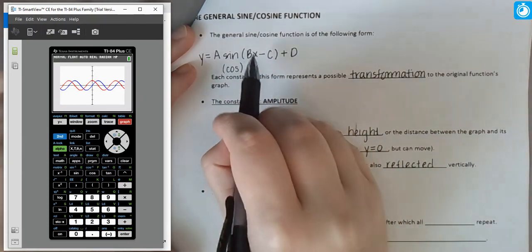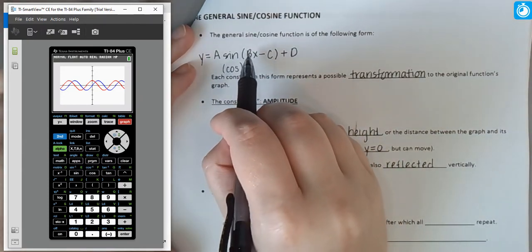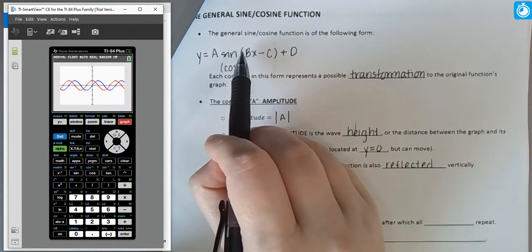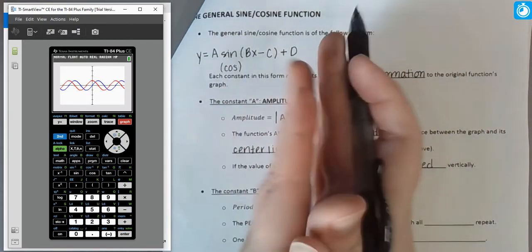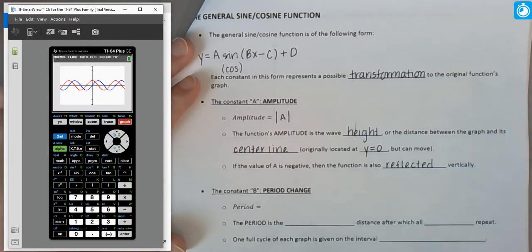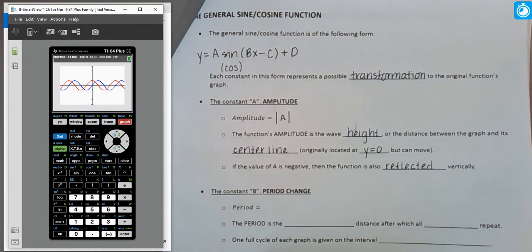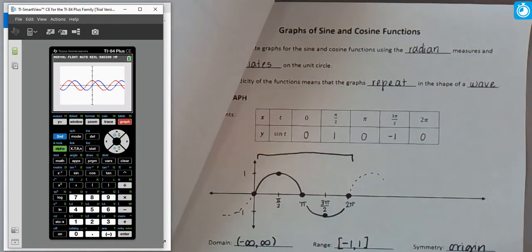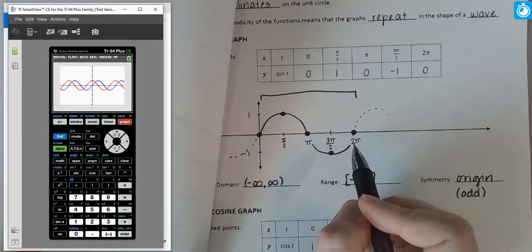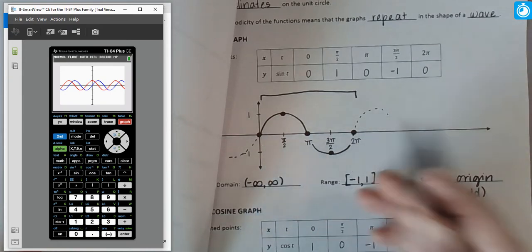Whenever b is bigger than 1, it's actually going to shrink the period. Whenever b is less than 1, it's going to stretch the period. It's going to make it longer. Now the periods for our original two functions are 2 pi units. That's the horizontal distance after which our function starts to repeat its outputs.